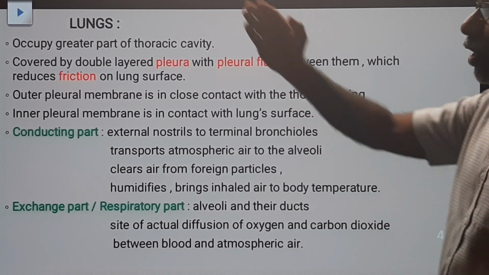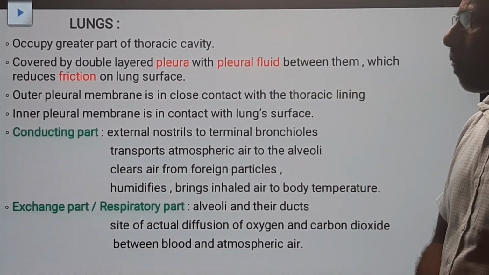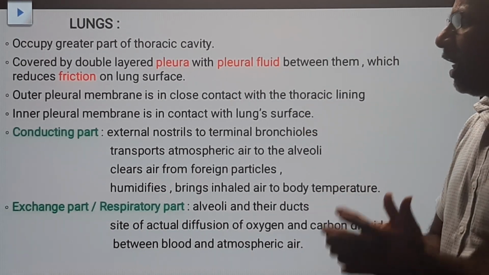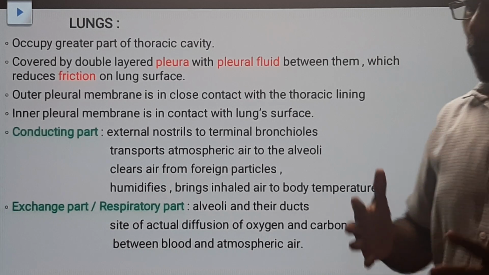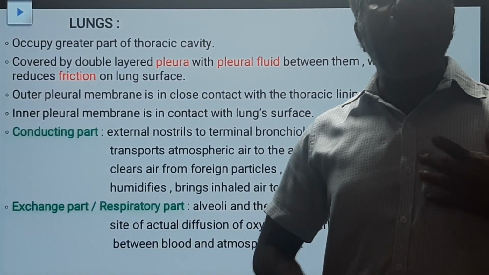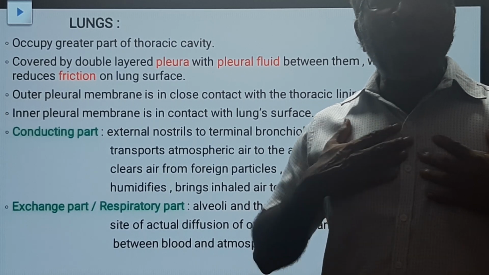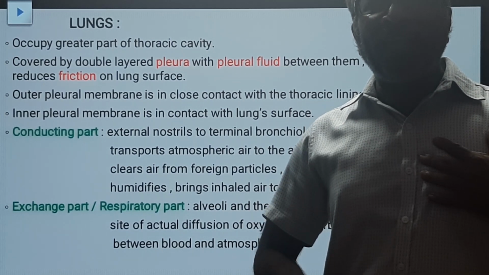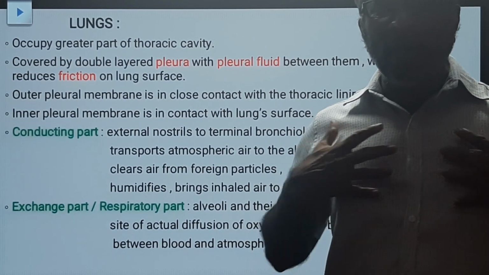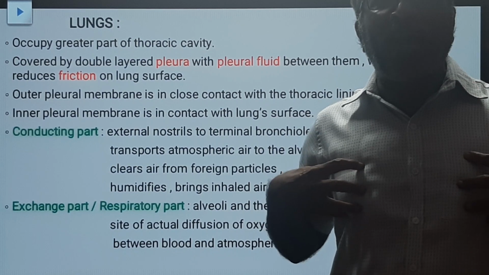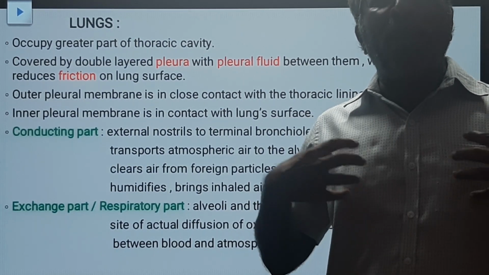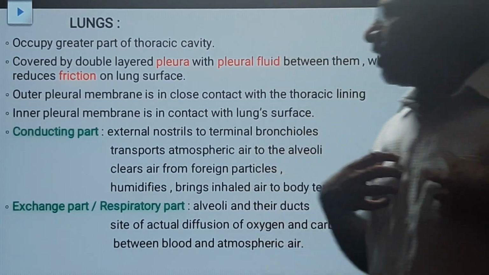Next, we discuss the lungs. In human beings, two lungs are present in the thoracic cavity. Suppose this is the thoracic cavity and this is the abdominal cavity. The thoracic cavity and abdominal cavity are separated by the diaphragm. Above the diaphragm, this rib cage, the entire unit is called the thoracic cavity. In the thoracic cavity, one pair of lungs is present.